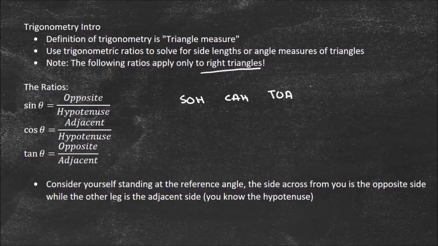Remember that each letter stands for one of these ratios. So it's sine, and then the O and the H stand for opposite and hypotenuse. Then C stands for cosine, and then adjacent over hypotenuse. So SOHCAHTOA to help you memorize that. And now let's just get into it.